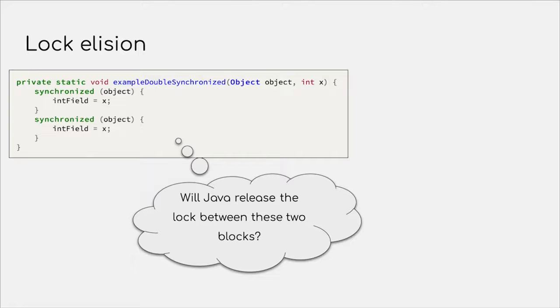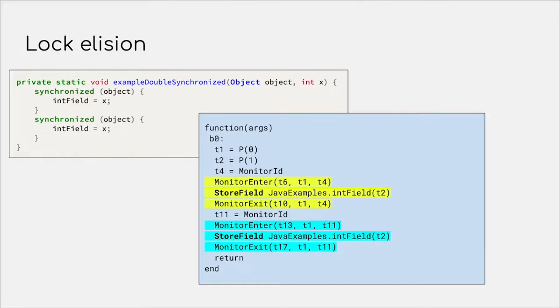You may think, why would anyone write code like this in the first place? Well, code like this tends to end up that way after inlining, for example. So if you have two synchronized methods and they're called one after the other, will Java release the lock between them, or will it keep hold of it? Well, we can answer this for ourselves using Seafoam and this tool we're talking about.